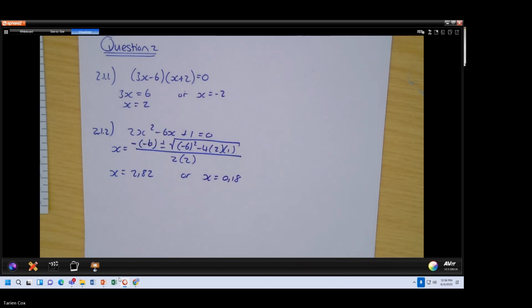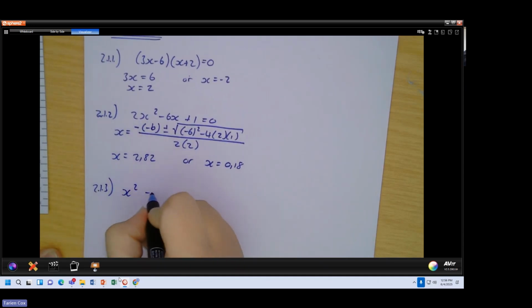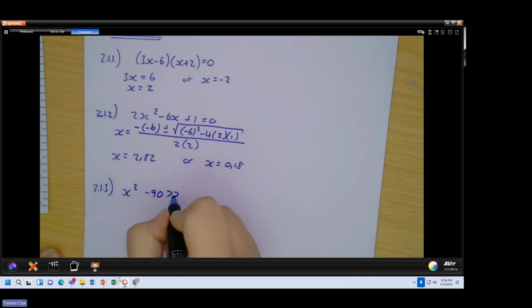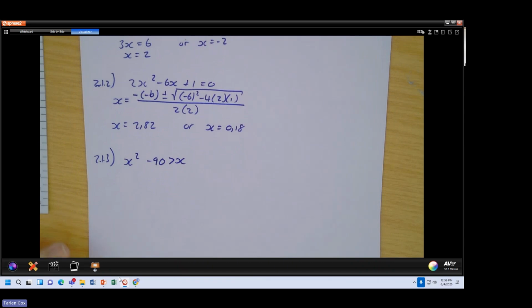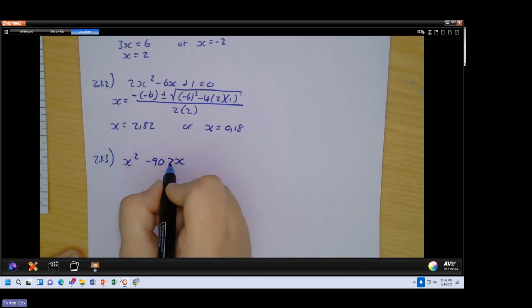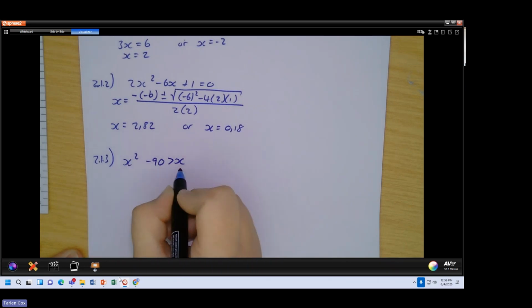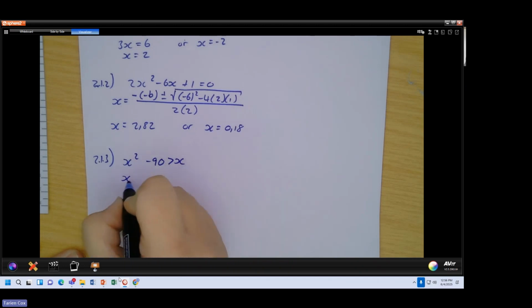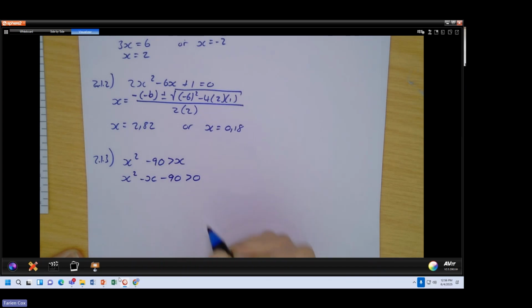Right? Then question 2.1.3. I think that was pretty straightforward up to this point. We've got x squared minus 90 greater than x. So looking at this, it's a quadratic equation. Even though it's an inequality, it's still quadratic. We know from our rules for quadratic equations, it must equal 0. So x squared minus x minus 90 greater than 0.